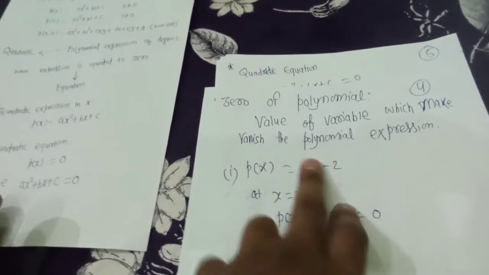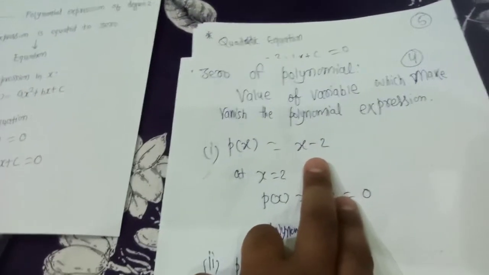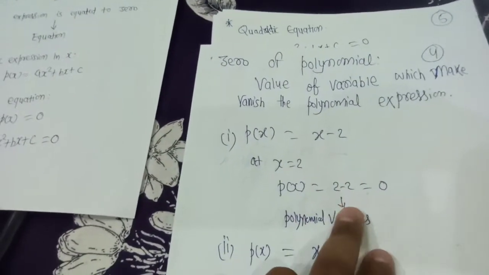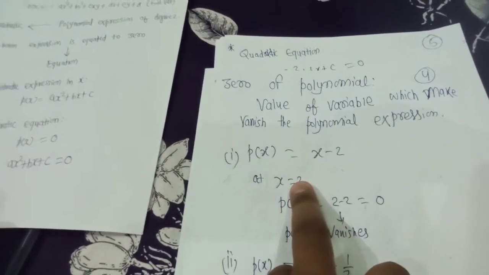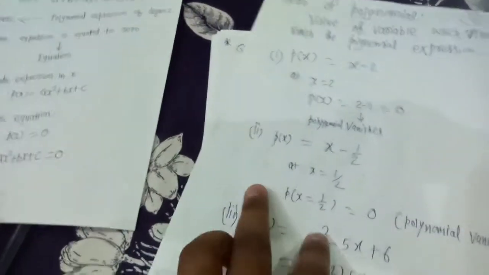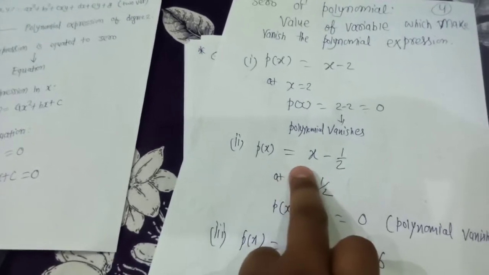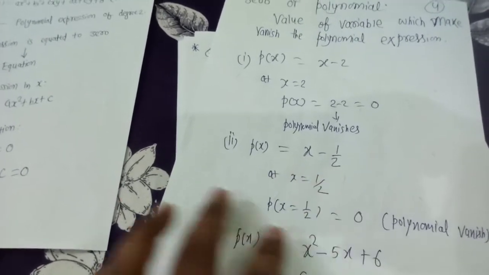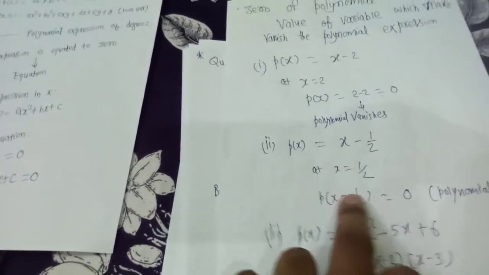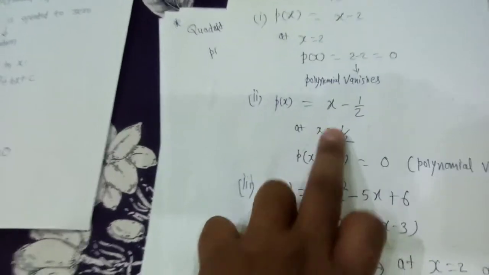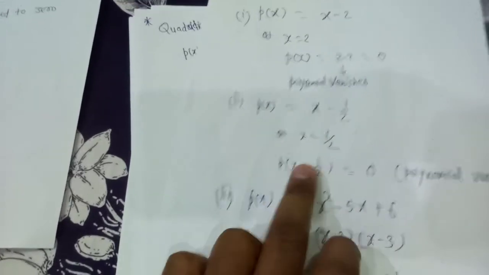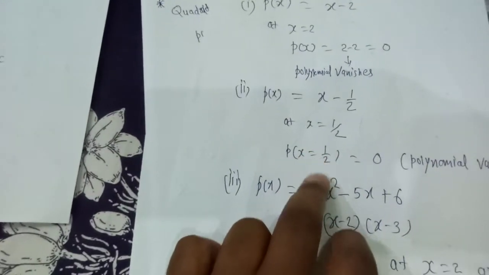Then this polynomial vanishes at x equals 2. Other than 2, it will not vanish, it will not be equal to 0. So its only zero is 2. Similarly here, for the polynomial p of x equals x minus half, the zero is x equals half, because at x equals half, this polynomial vanishes. So its only zero is x equals half.